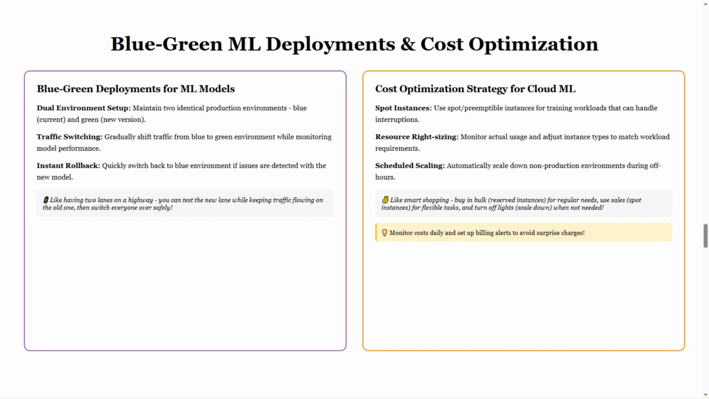Blue-green deployments for ML models. Dual environment setup. Maintain two identical production environments, blue for current and green for new version. Traffic switching. Gradually shift traffic from blue to green environment while monitoring model performance. Instant rollback. Quickly switch back to blue environment if issues are detected with the new model.